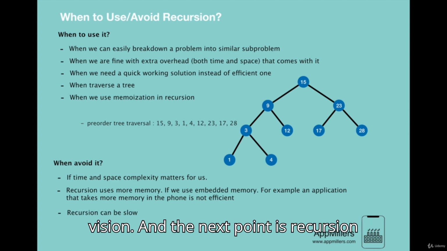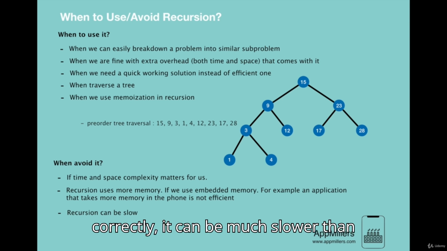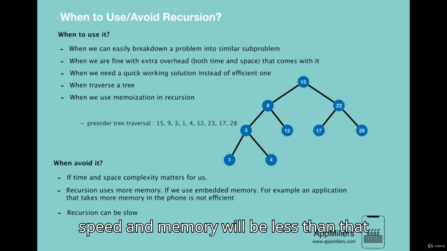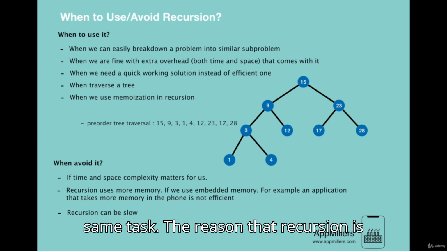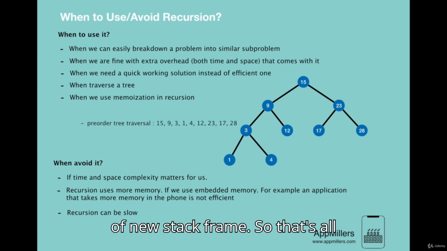And the next point is that recursion can be slow. If not implemented correctly, it can be much slower than iteration. It's actually pretty difficult to write a recursive function where the speed and memory will be less than that of an iteration function completing the same task. The reason that recursion is slow is that it requires the allocation of a new stack frame.